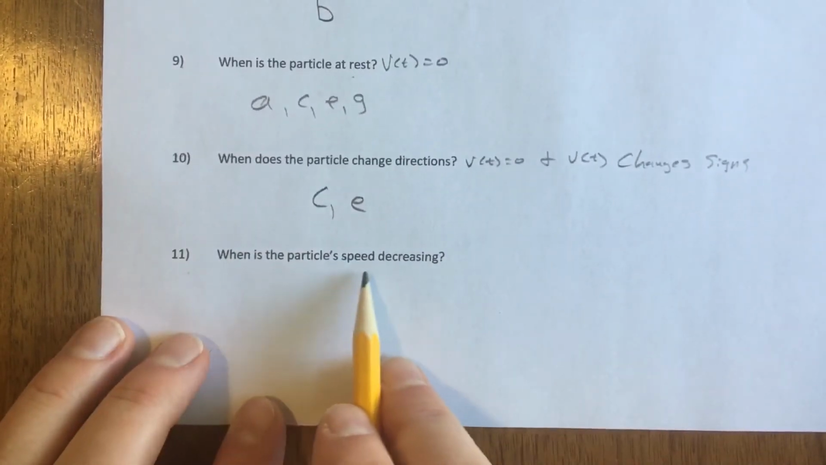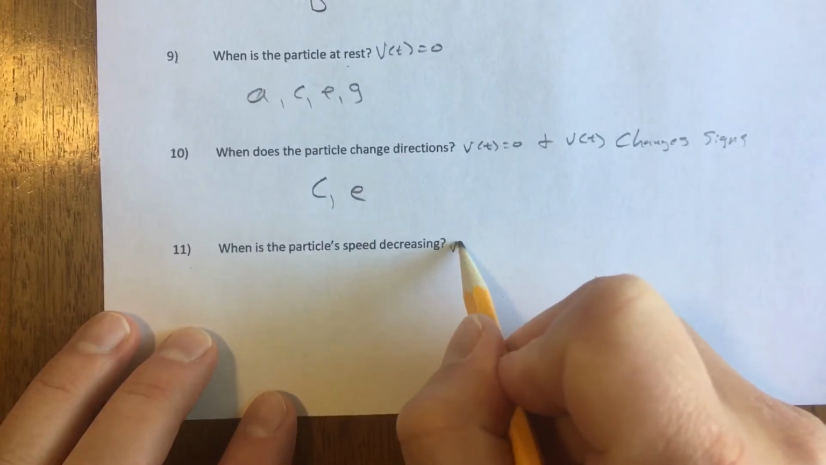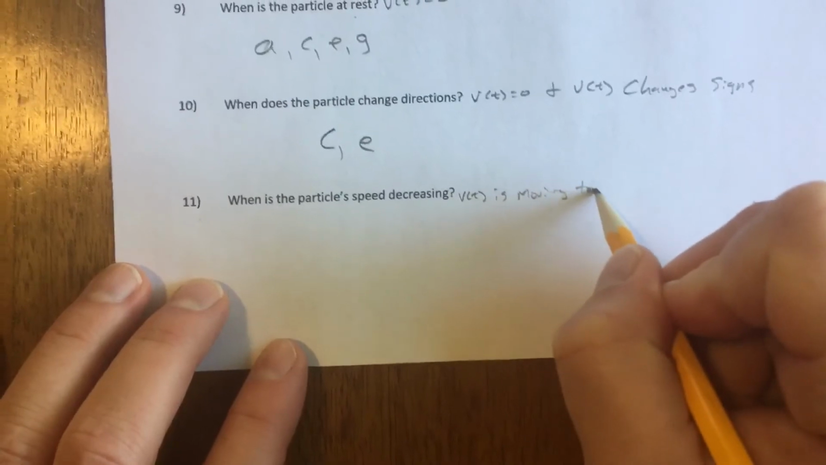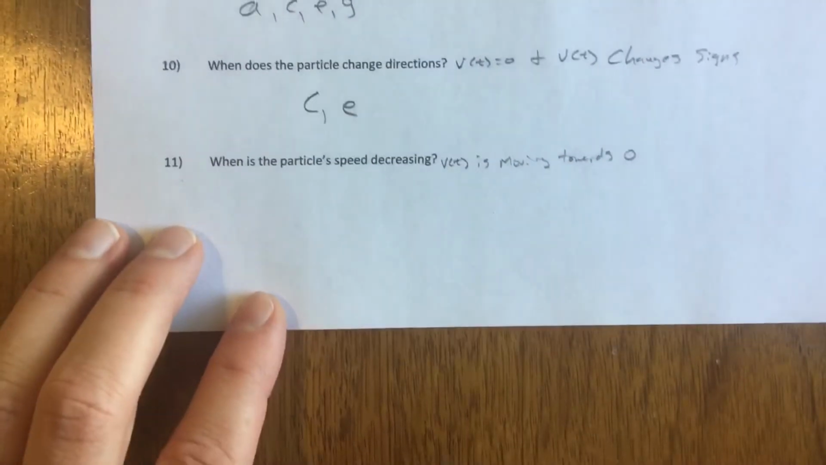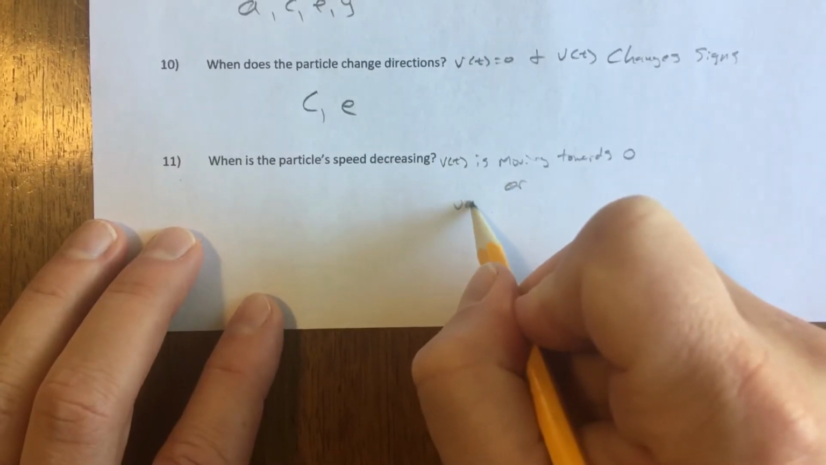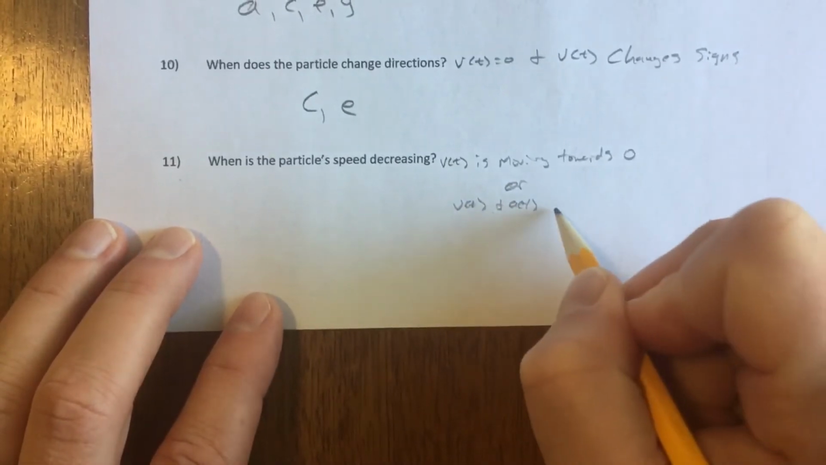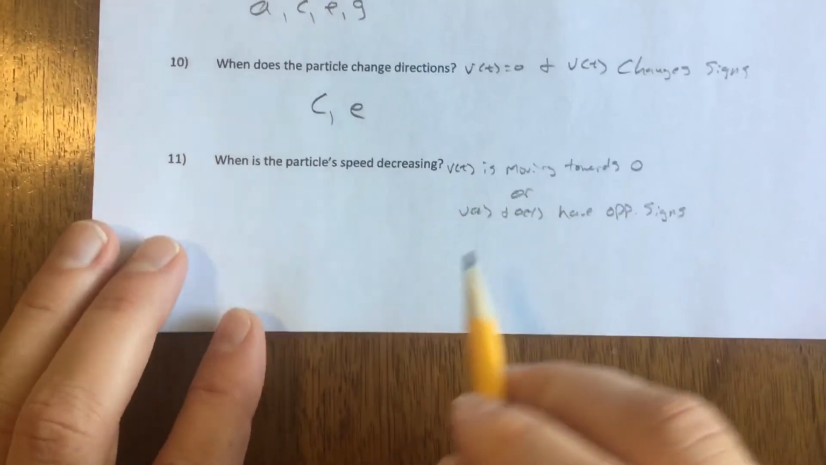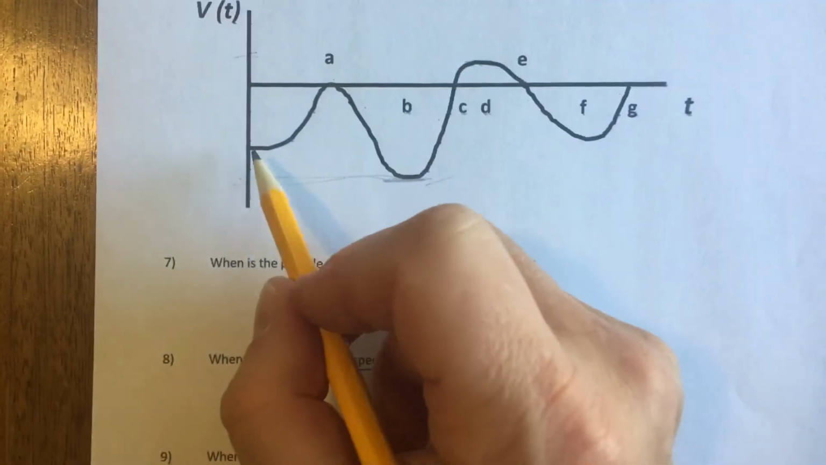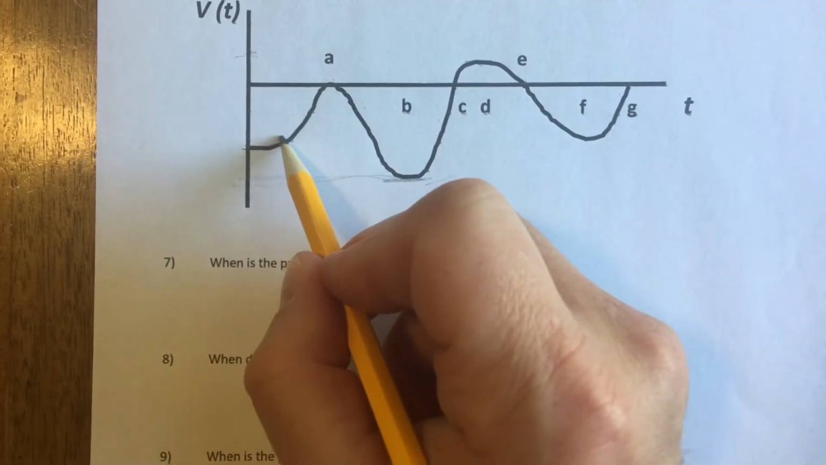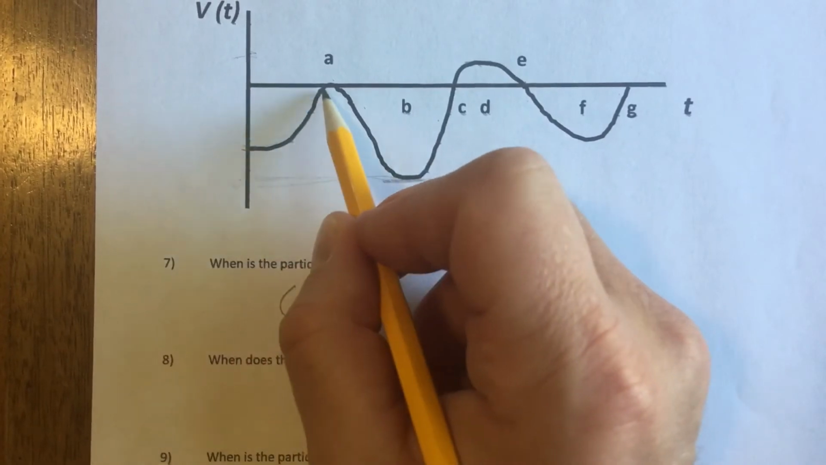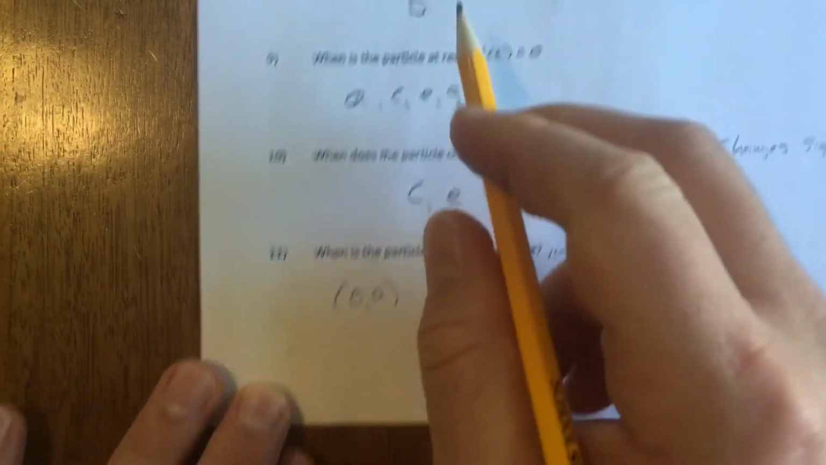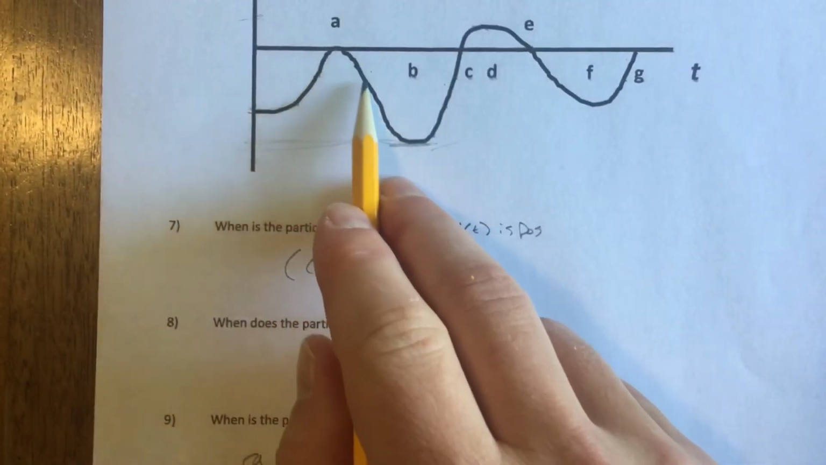And when is the particle's speed decreasing? When velocity is moving towards 0 would be a good way to say it, or when velocity and acceleration have opposite signs. Both are correct ways of thinking about this. Initially, I have this speed here and I'm moving towards 0. So from 0 to A, my speed is decreasing because I'm moving towards 0. From A to B, I'm moving away from 0, so speed is increasing.